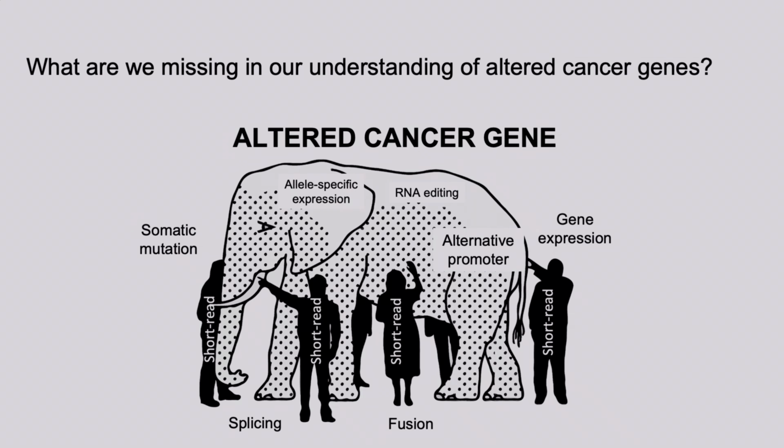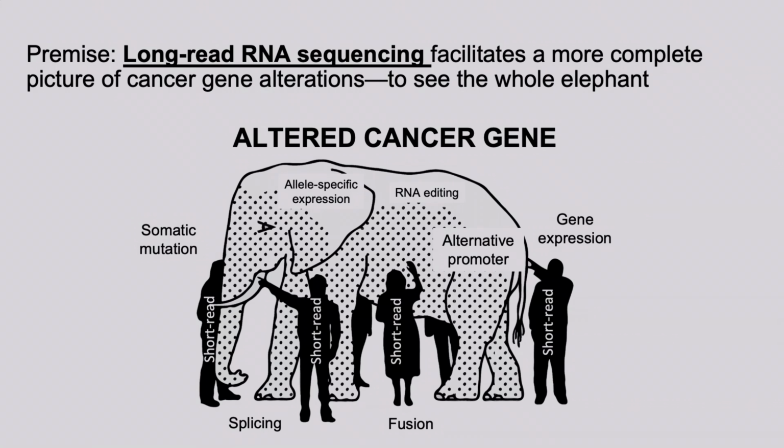And so I would argue that this is the paradigm by which we look at alterations in cancer genes using short reads. Each assay allows us to detect one part of the puzzle, but doesn't allow us to see the whole elephant. And so with long-read sequencing, we can have a more complete picture of cancer gene alterations and see the whole elephant.